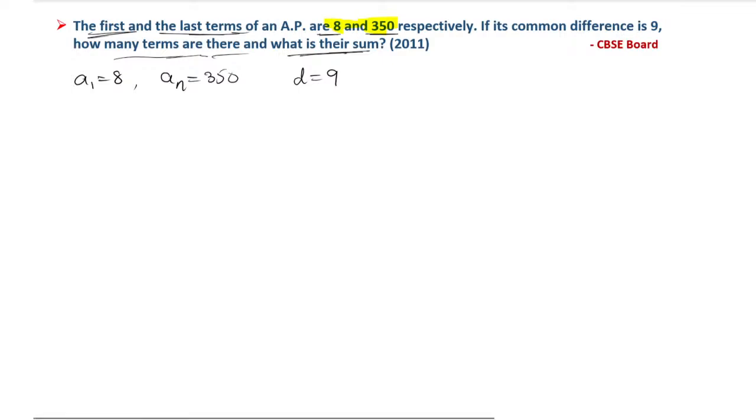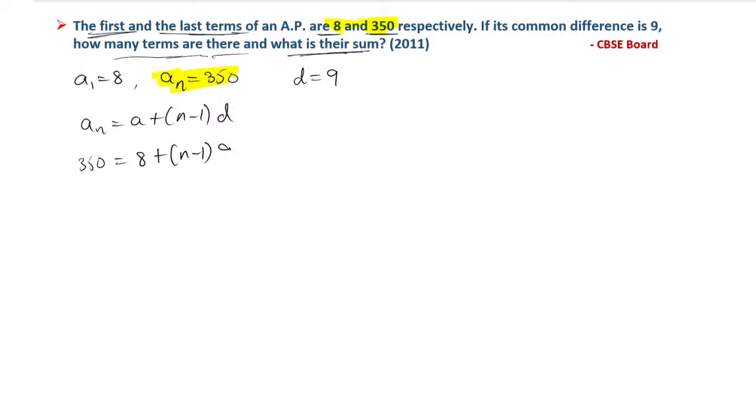To find how many terms are there, the an value is already given. Substitute the an value and you can find the answer. 350 will be the an value, a value is also given, n minus 1 is not given, d value is 9. So 350 minus 8 is equal to n minus 1 into 9. 8 I have shifted to the other side. 342 is equal to n minus 1 into 9. So 342 divided by 9 is equal to n minus 1.